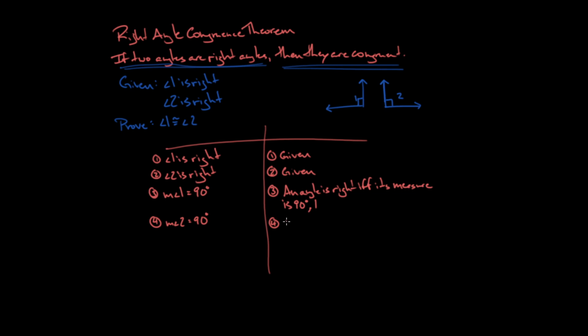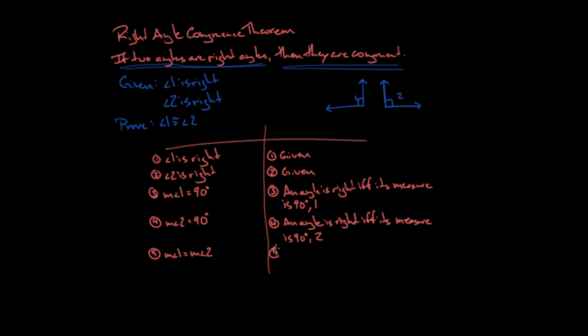So statement number 4, reason number 4: an angle is right if and only if its measure is 90 degrees again. And where did I say that it's a right angle? Well, that came back from statement number 2. And so now that I know both these angles, their measures are both 90 degrees, that means that if they both are equal to the same measure, their measures must be equal to each other. So that's statement number 5, that the measure of angle 1 is equal to the measure of angle 2.